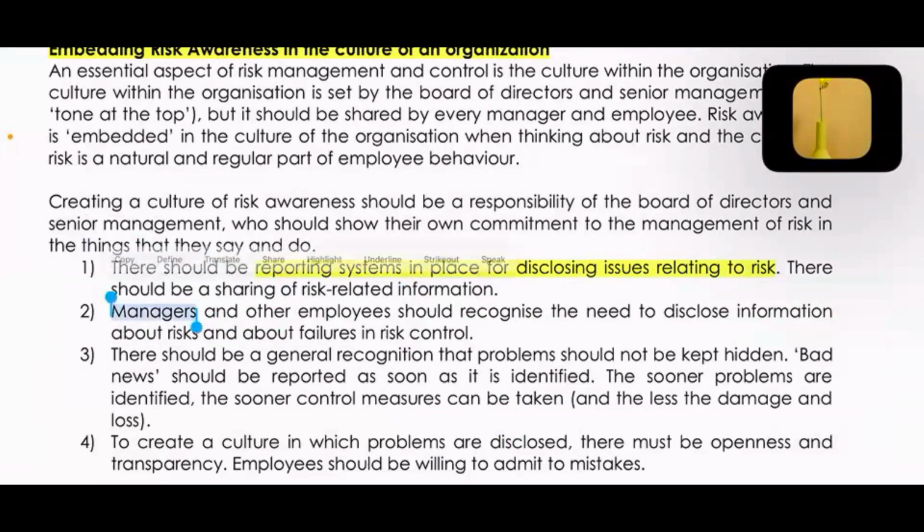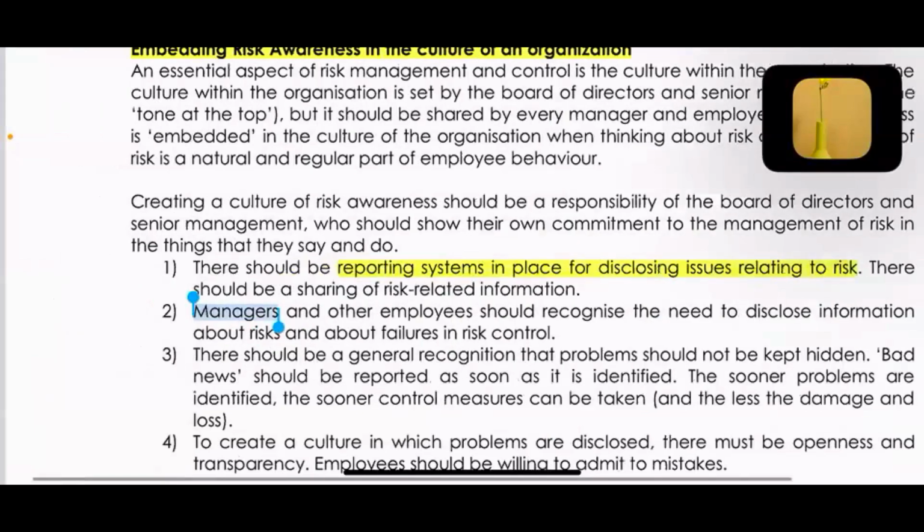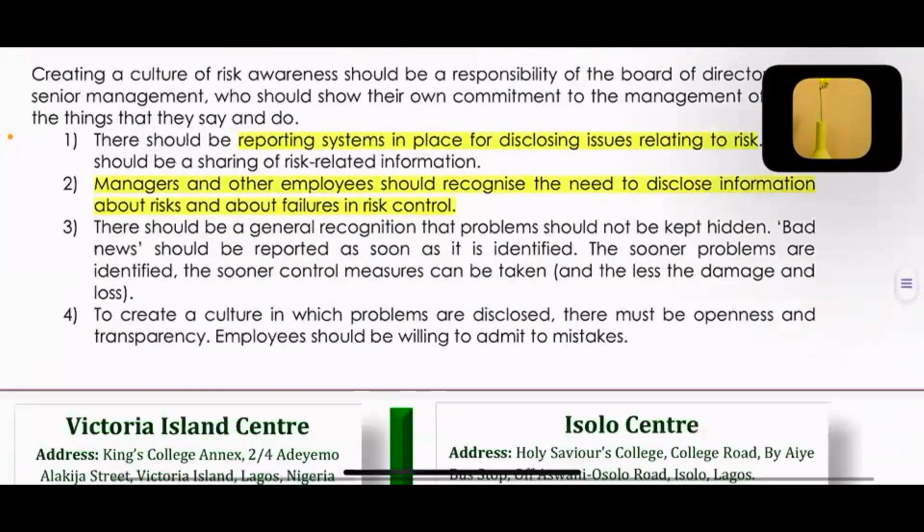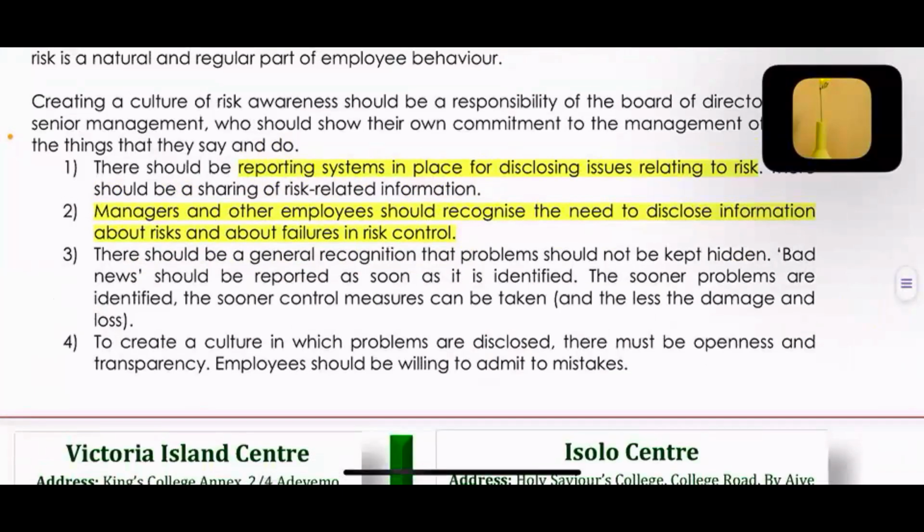Number two, managers and other employees should recognize the need to disclose risk-related information. It is very, very important, right? Just imagine an organization that is having going concern problems, and they are concealing the information from members. That is like setting yourself up for failure. But if you had informed them of what is going on, maybe that person would have understood how to behave, you understand?